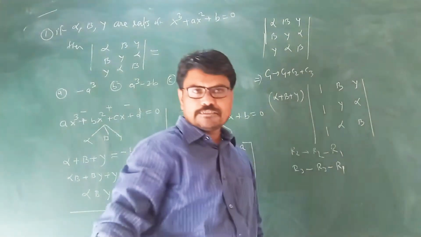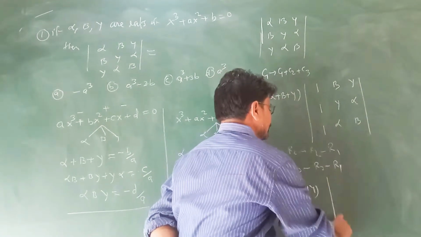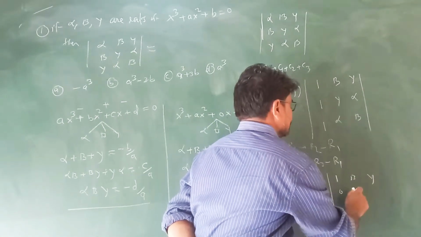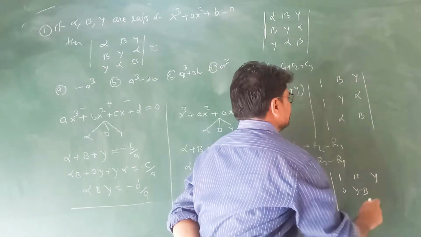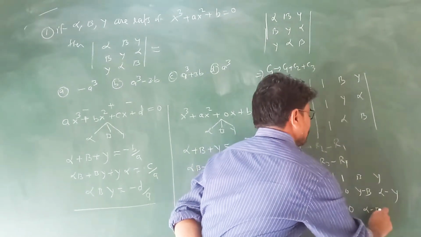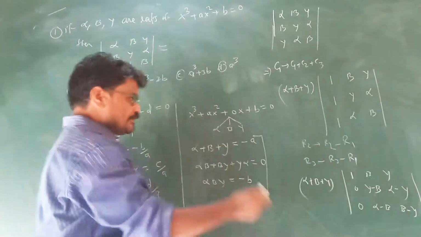Correct? Got the point? तो ये क्या हो जाएगा, अल्फा प्लस बीटा प्लस गामा हो जाएगा. This will be 1, beta, gamma, 0. This is gamma minus beta. This is alpha minus gamma. This is 0. Alpha minus beta. This is beta minus gamma. Got the point?